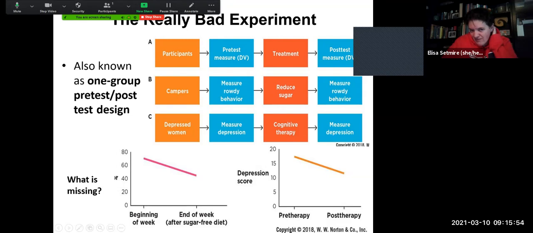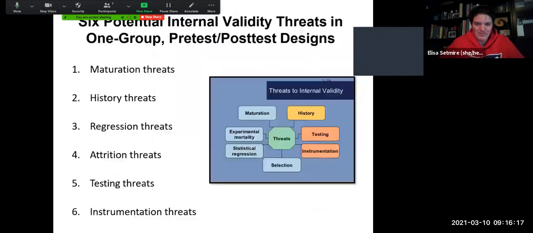Right, so if we have, they have this example here, the participants take a pre-test measure, there's a treatment, and then a post-test measure, but there's no comparison group. And so it's really important whenever we're doing an experiment, you want to see another line here, right? We want to see what is the difference between the different conditions or the different groups that are present. One group is likely a problem.